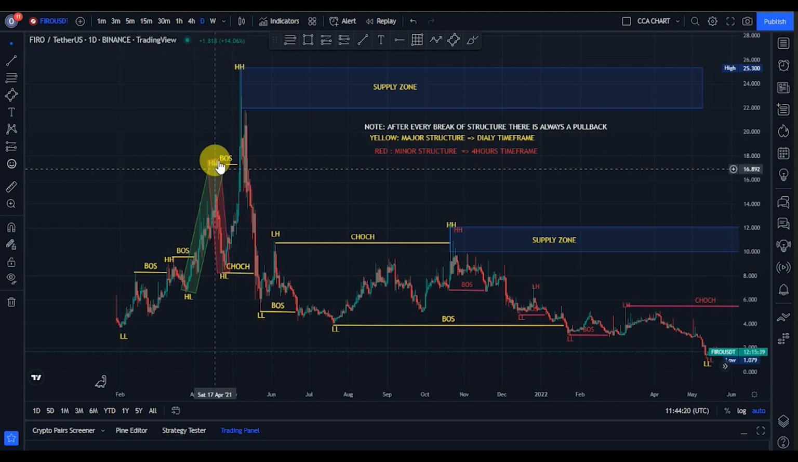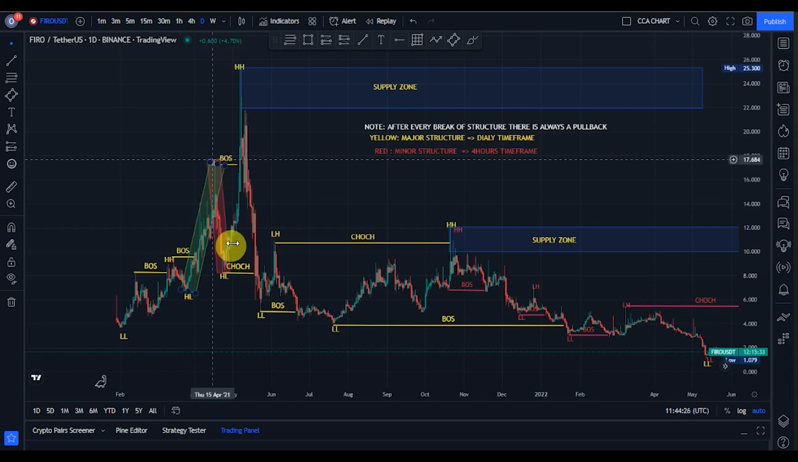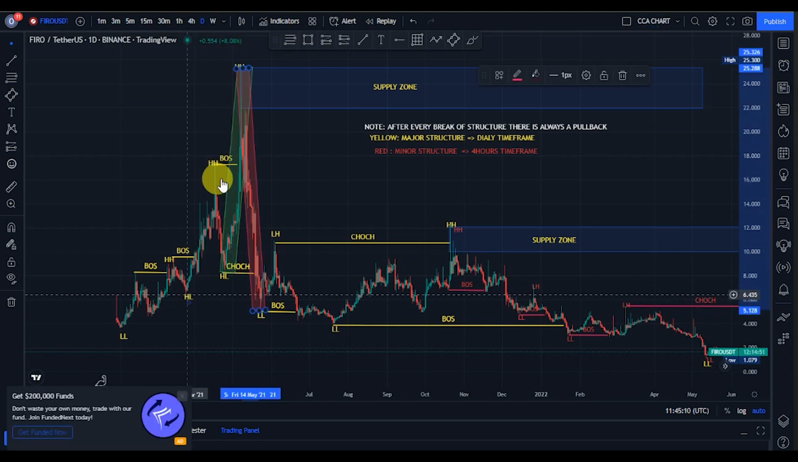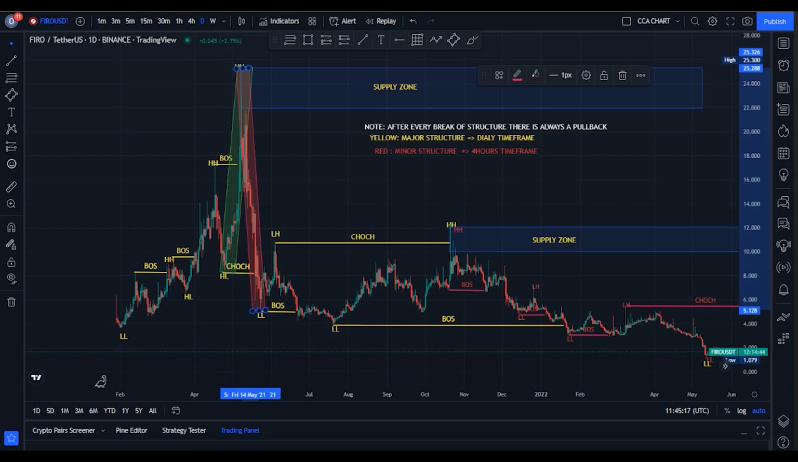Then the bears came back to the market, took the price from that $17.6 and pushed it back down to $8. So guys, as long as this higher low that gave us this higher high is not taken out, what should we expect? We should expect more break of structure to the upside. The bulls came back, took price from $8 and rallied back to about $25. And guys, expecting a pullback.